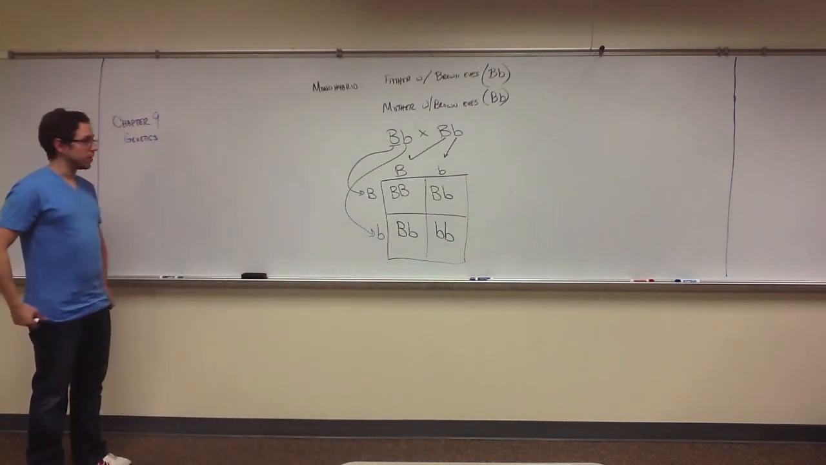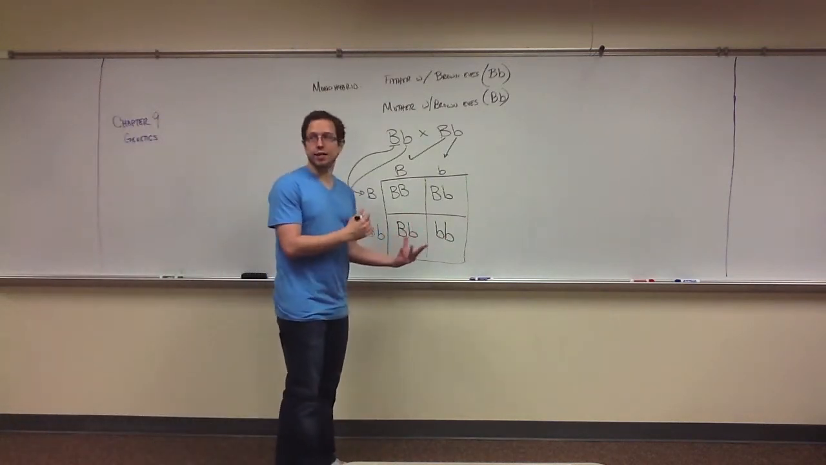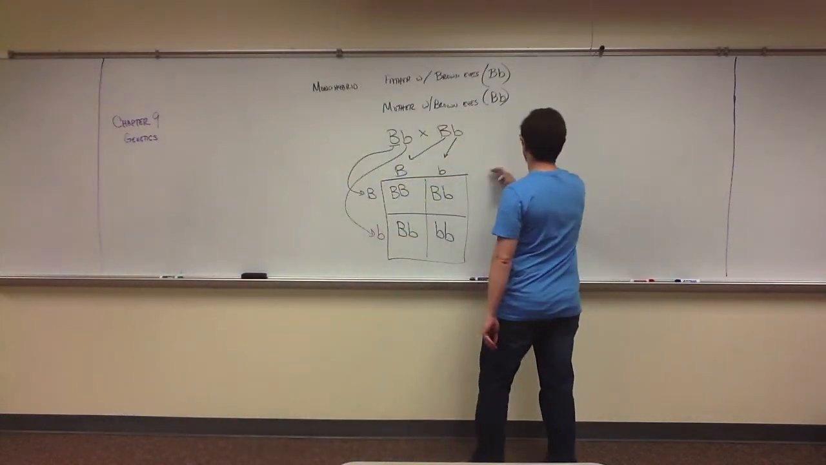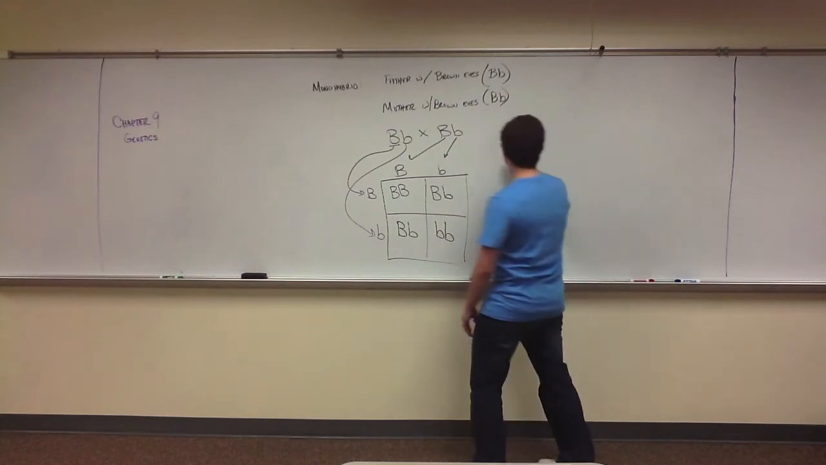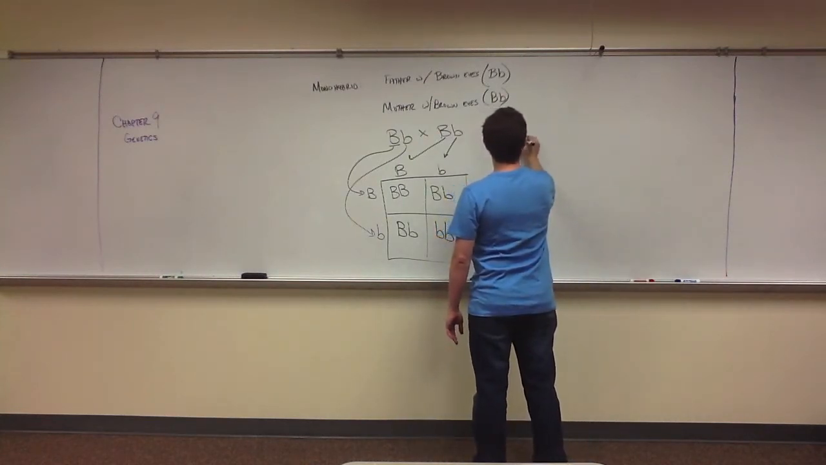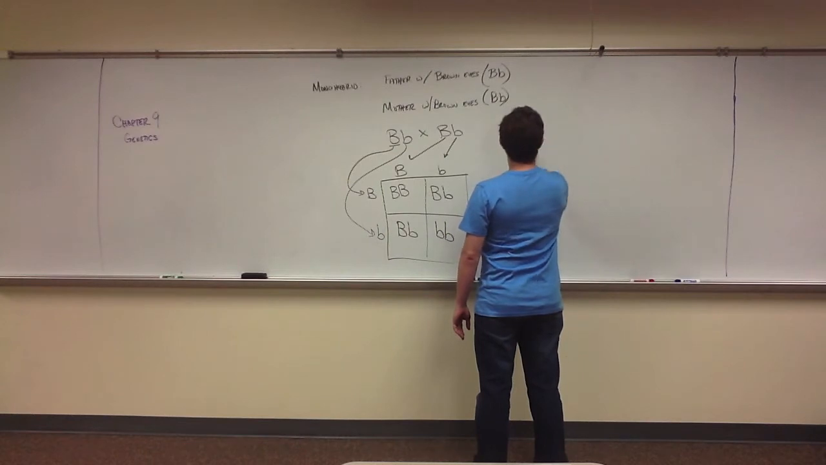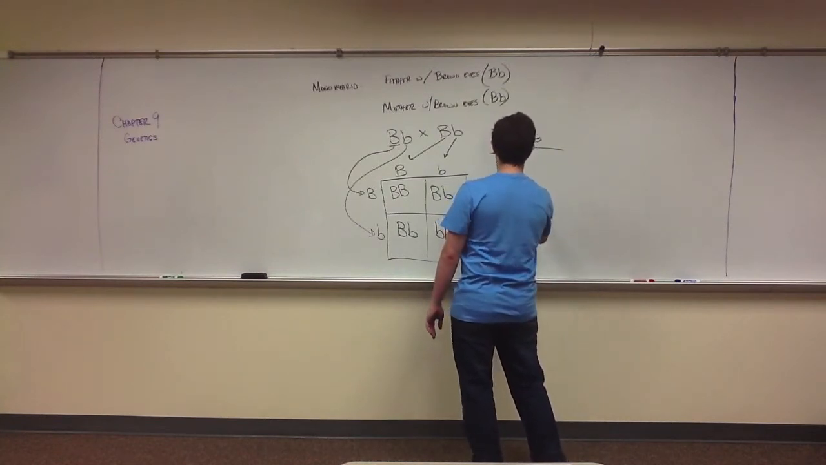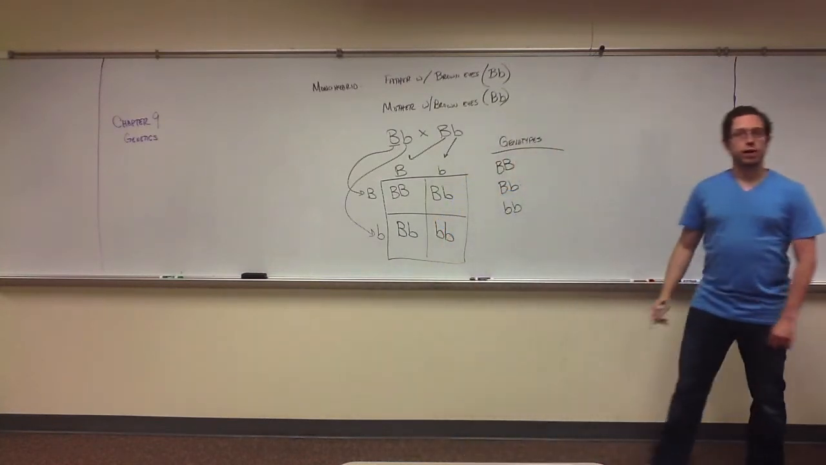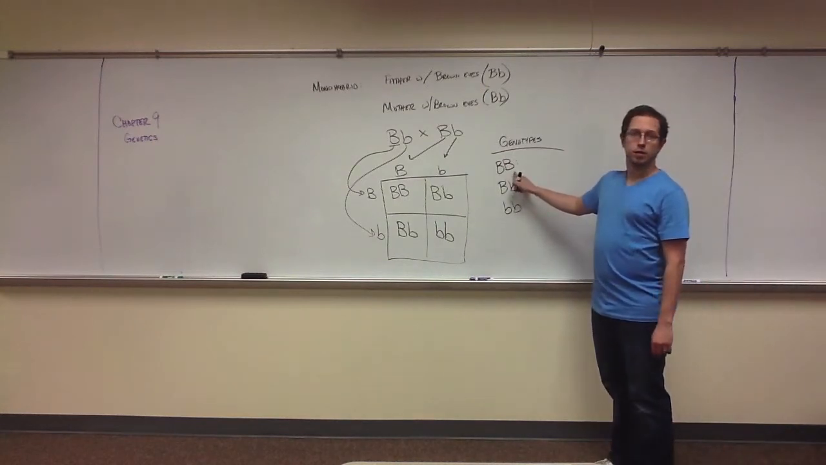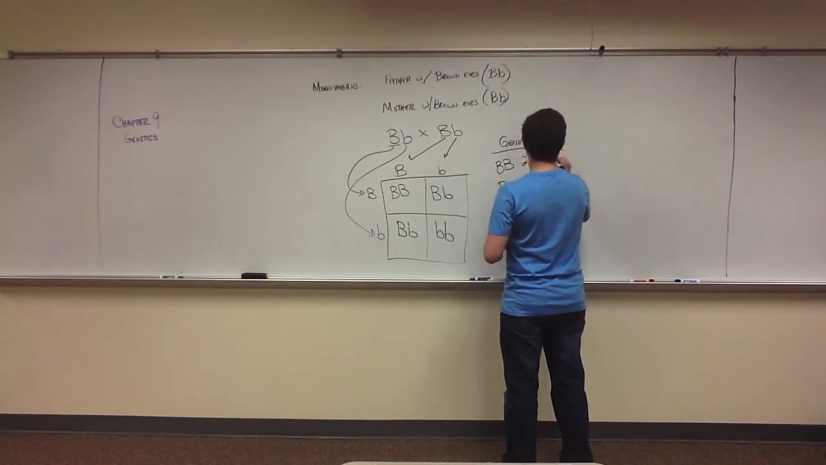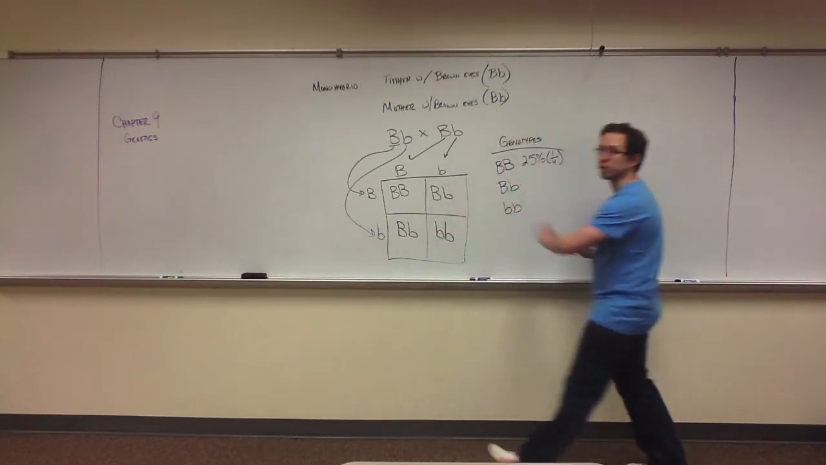Okay? So, questions I could ask you about this. First off, I could ask you for the relative percentages of genotypes. So for genotypes, let's talk about the percentages of each genotype that we could obtain from this particular cross. Okay? So what's the likelihood I would get big B, big B? 25%, and if I were to write that as a fraction, 1 over 4. 1 out of the 4 squares gives me that.